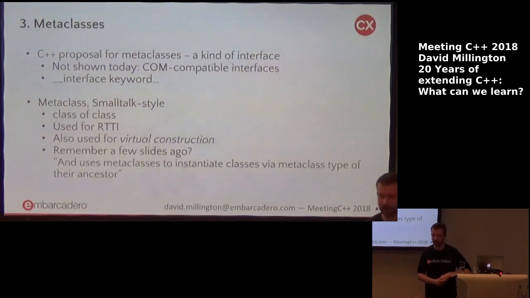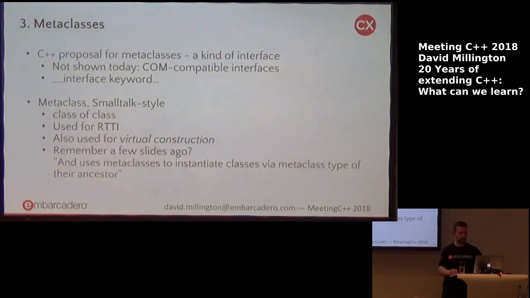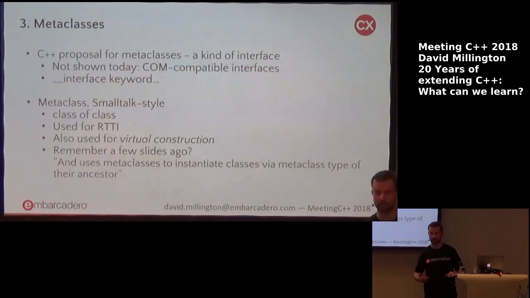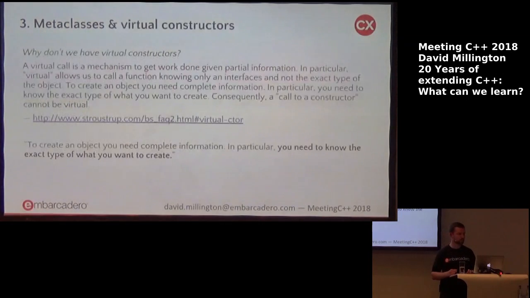So a couple of slides ago, I had a sentence up on screen which said, "and uses metaclasses to instantiate classes via the metaclass type of their ancestor." And this is the sentence that I'm going to be unpacking in the next couple of slides. Before that, though, I want to quote here, why don't we have virtual constructors?